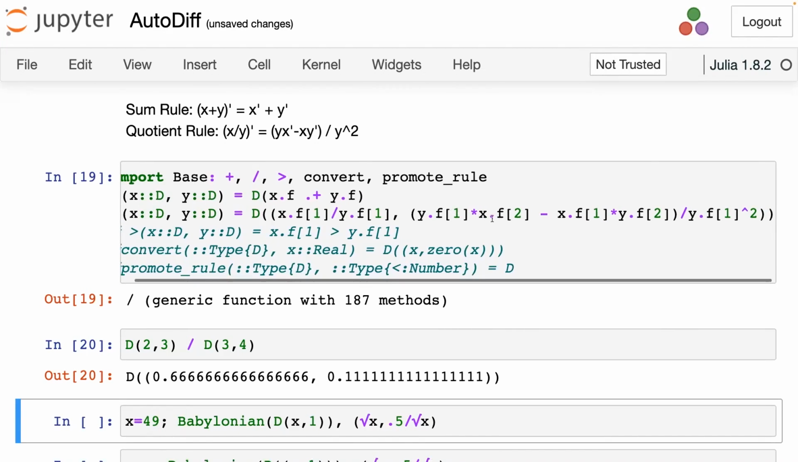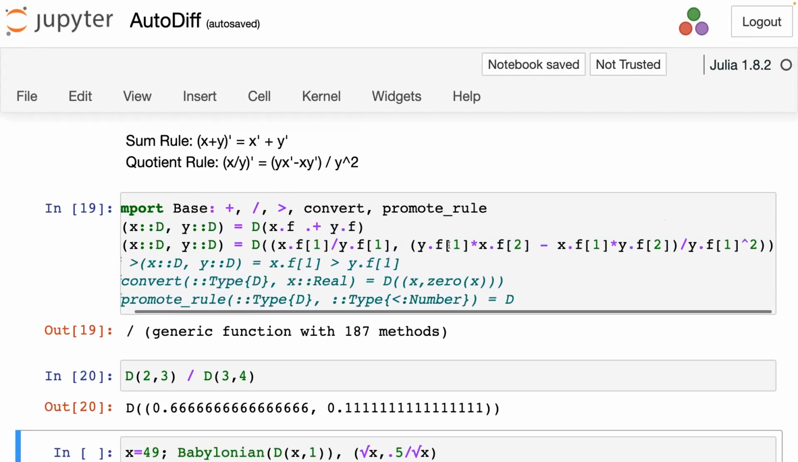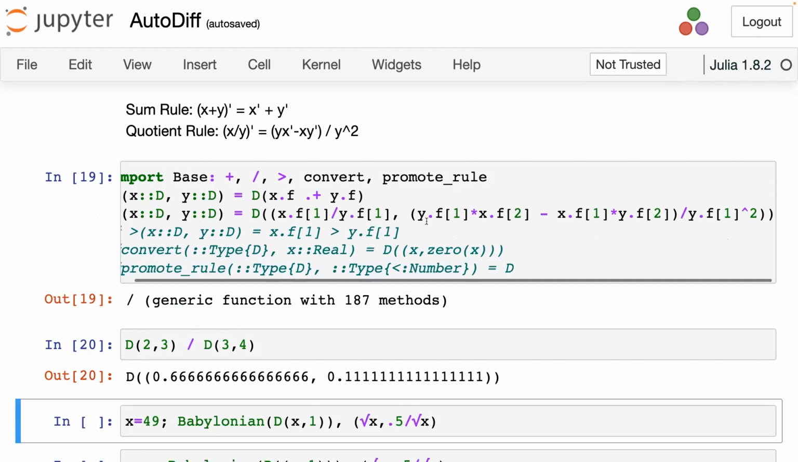I'm just extracting the parts. y is the denominator, so this is the value, right? So this is the denominator. x is the numerator, so this is the numerator and this is the derivative. So it's the denominator times the derivative of the numerator minus the numerator times the derivative of the denominator, over the denominator squared. Okay, so that is what I'm going to teach.